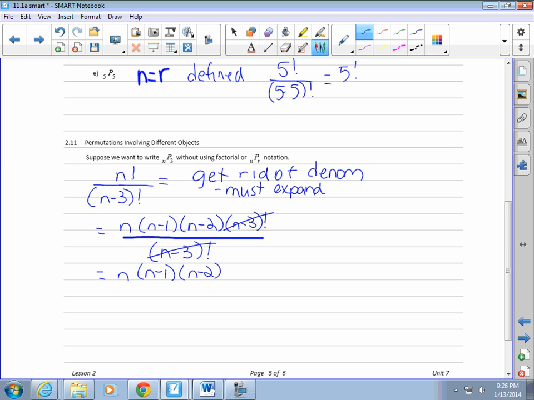So that's how I can write out nP3. It's n times n minus 1 times n minus 2. So what you notice is it's everything in between n and the 3. I would start with n, then n minus 1, n minus 2, and n minus 3 will cancel out on the top and the bottom.